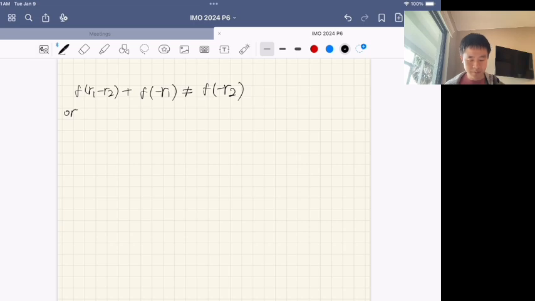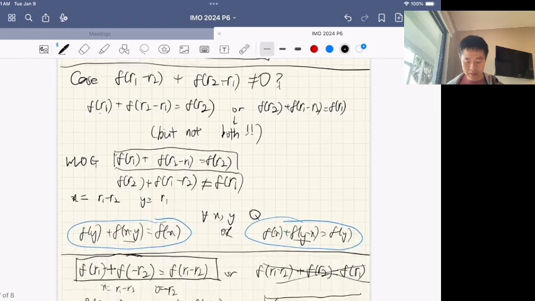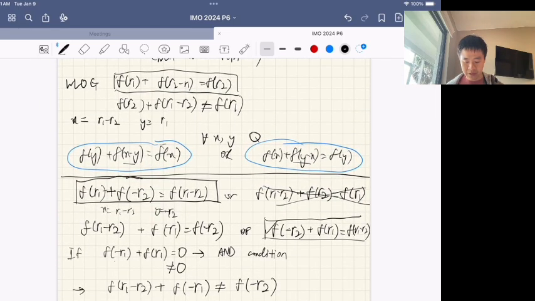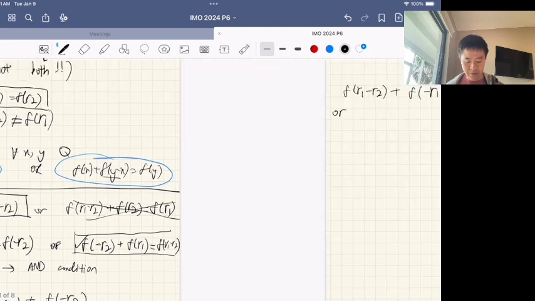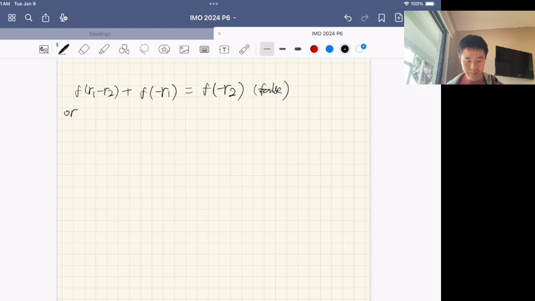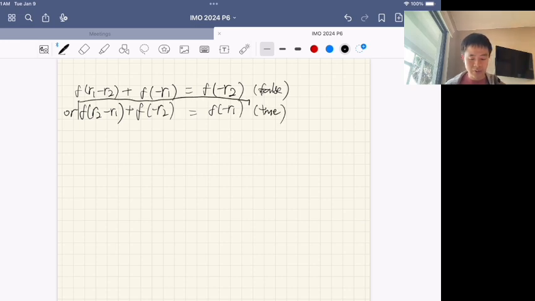Or, we know this is false as per our assumption, but here this is R1 minus R2, and then minus R2, and then this is minus R1. So this has to be true. So in the end we have this.